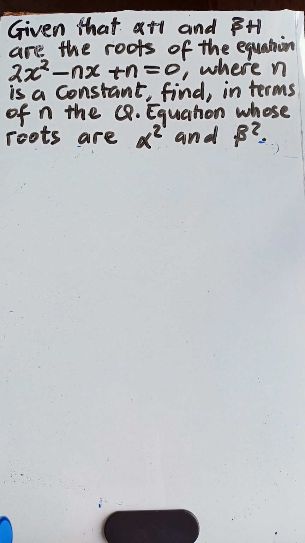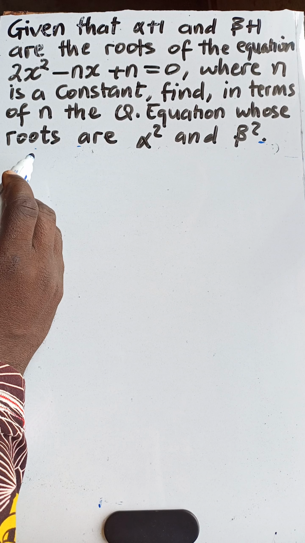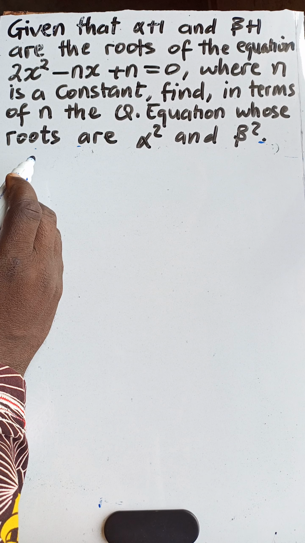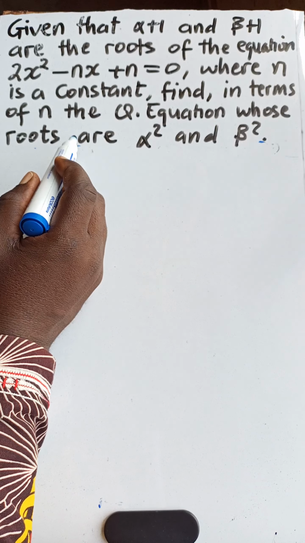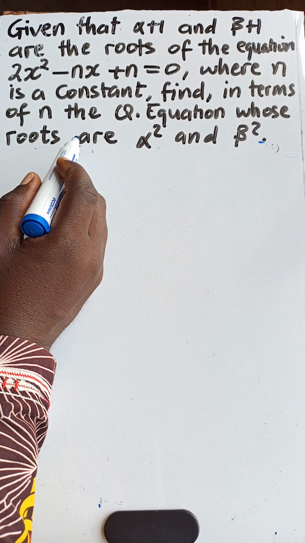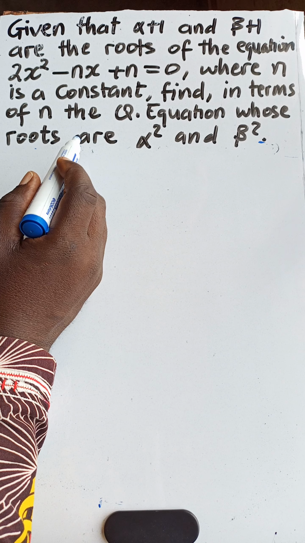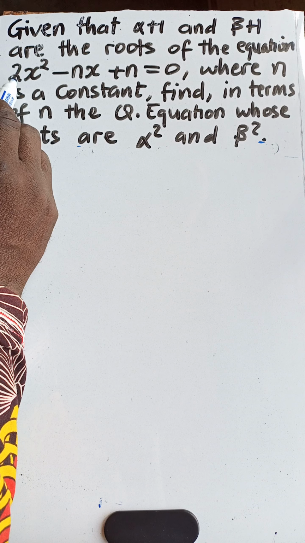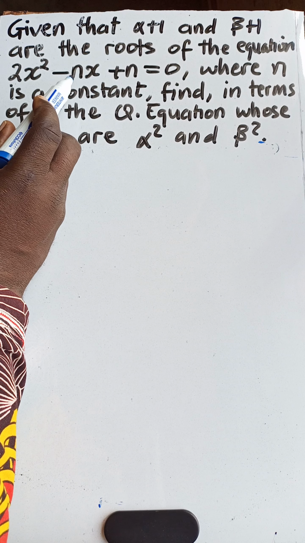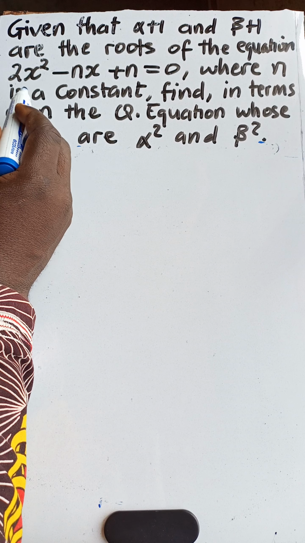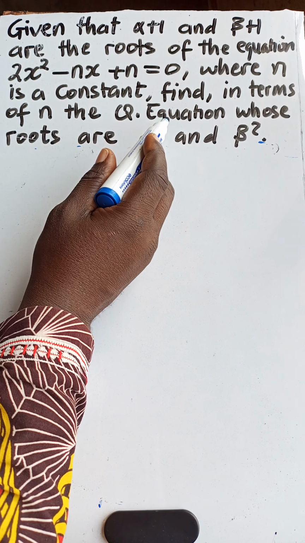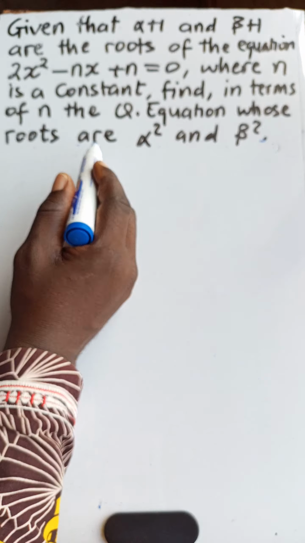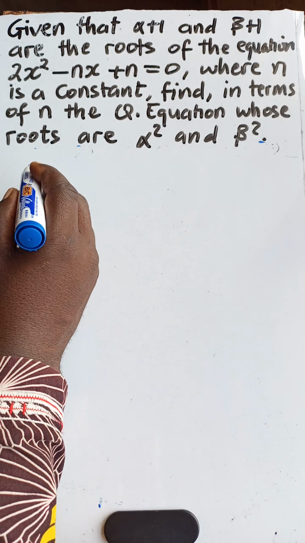Welcome. Today we want to look at this question on the roots of quadratic equation. Given that alpha plus 1 and beta plus 1 are the roots of the quadratic equation 2x squared minus nx plus n is equal to 0, where n is a constant. Find in terms of n the quadratic equation whose roots are alpha squared and beta squared.